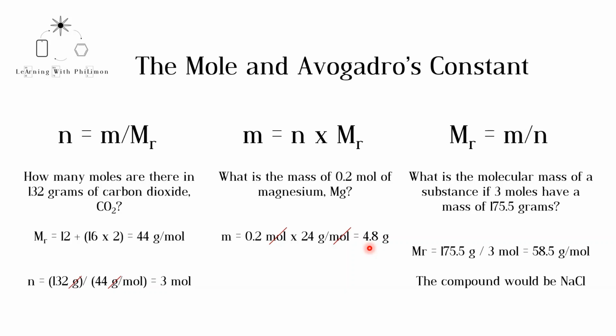In the final question, the molecular mass is unknown, but the mass and the moles are known. Substituting the values into this equation, we get the following calculation. The molecular mass is 58.5 grams per mole. The compound in question must therefore be sodium chloride, NaCl, as it has a molecular mass of 58.5 grams per mole.